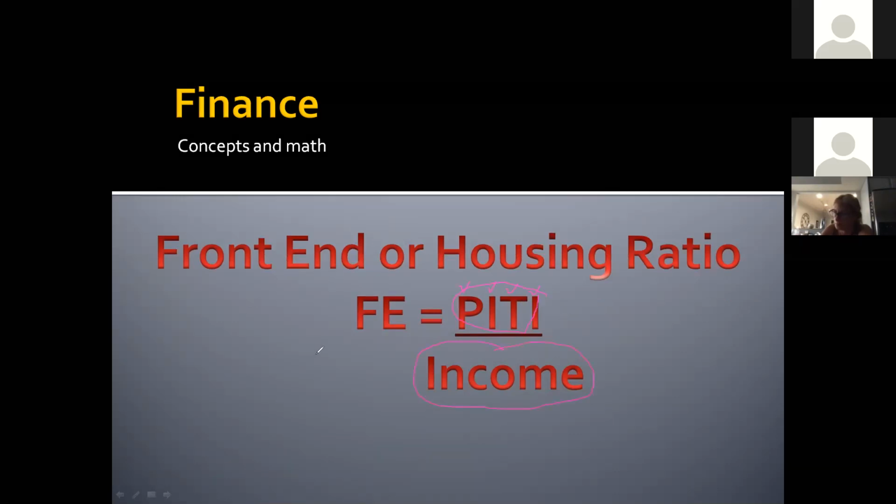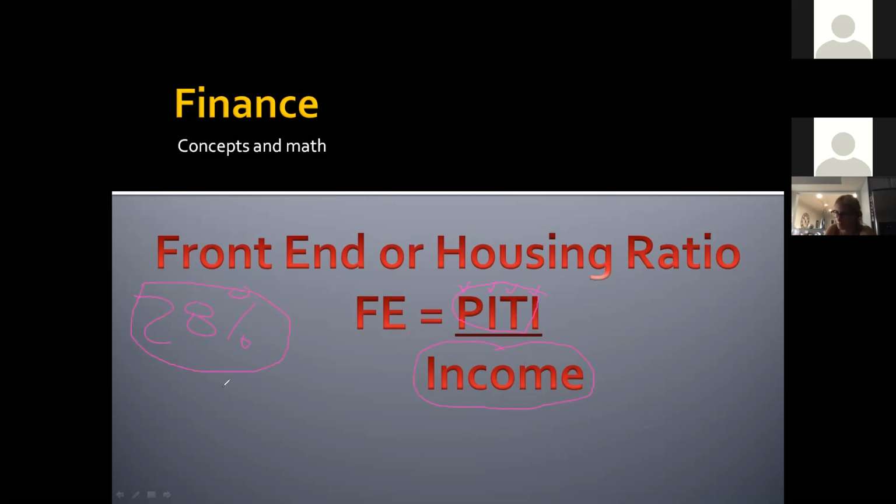And this front end ratio, typically the lender wants to see it be somewhere around 28%. Some lenders will go a little higher, some won't. So typically they want to see it somewhere around 28%. And on the test itself, they're going to give you a data set where you calculate the front end ratio, and they're going to tell you that they need 28% in order to qualify for the loan.